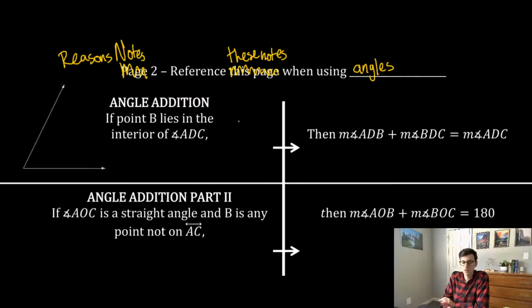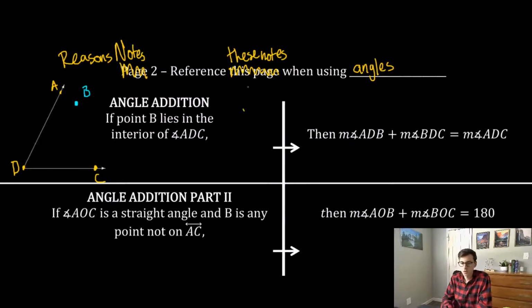So this is something that we assume to be true. If point B lies in the interior, so if I've got B in the middle here, it's just somewhere in between, in the interior of this angle. So this angle is angle ADC, and B is in the middle.